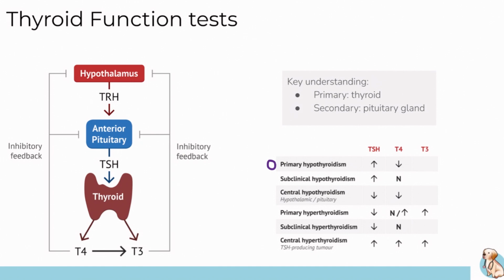There's also subclinical hypothyroidism, which essentially is where TSH here is decreased, but it hasn't yet affected T3 or T4.